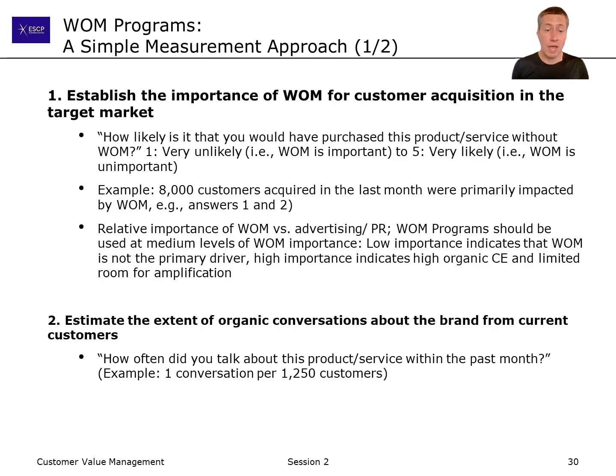In the next step, you need to estimate the extent of organic conversations about the brand. You ask, how often did you talk about this product and service within the past month? Companies tend to vastly overestimate this. Companies like to believe that customers talk a lot about products all the time, but look at your personal life and you will probably realize that it happens pretty rarely that you actually talk about a product. So in this example, we assume that we have 1 conversation in the past month for every 1,250 customers.